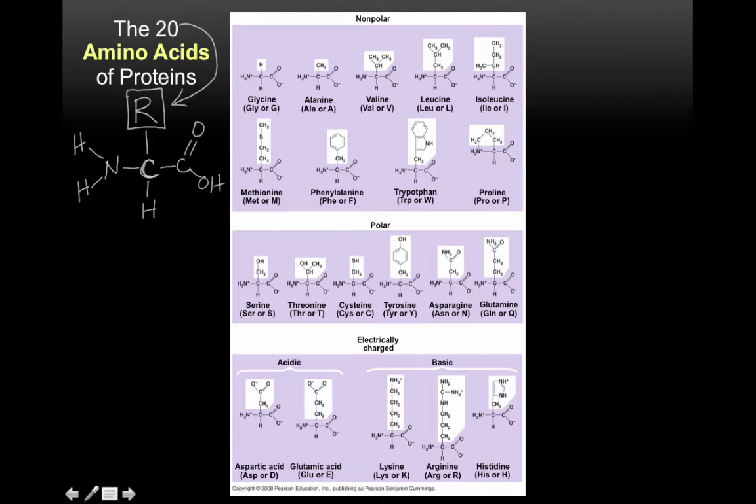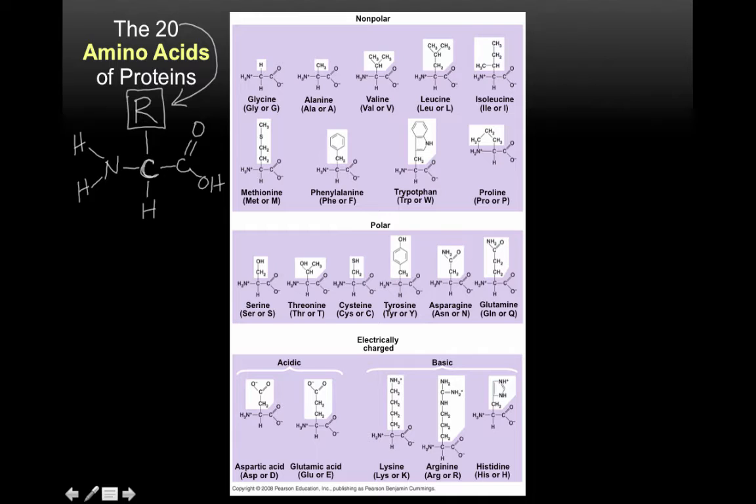However, the way in which they are joined together, the linear sequence in which they are joined together, and the types that are joined together will result in polymers that are unique to a given organism. So the polypeptides and the proteins are unique, even though they're built from the same generic 20 types of amino acids.